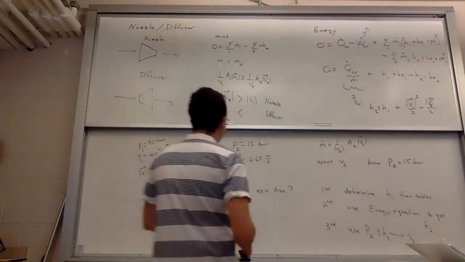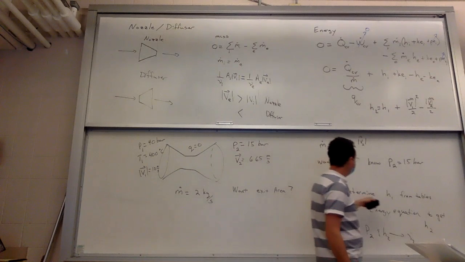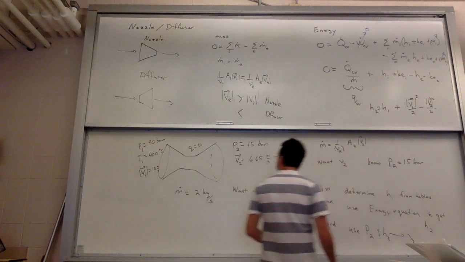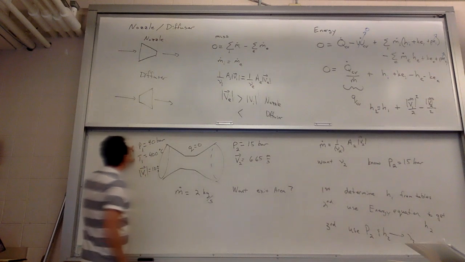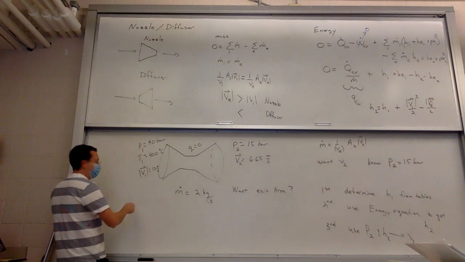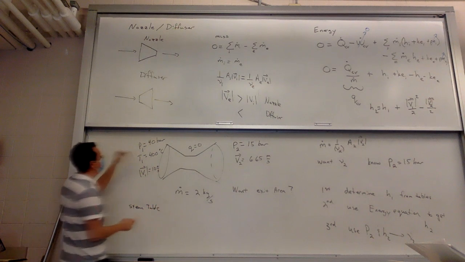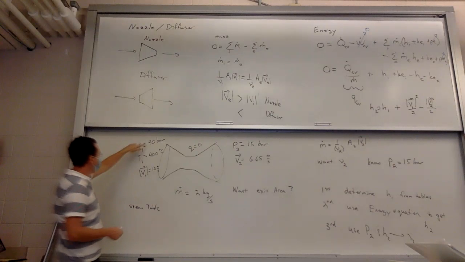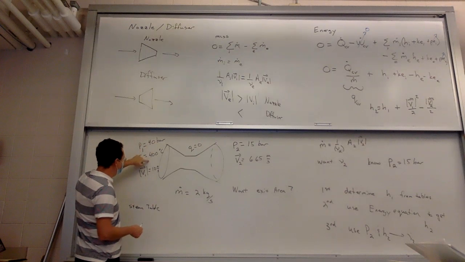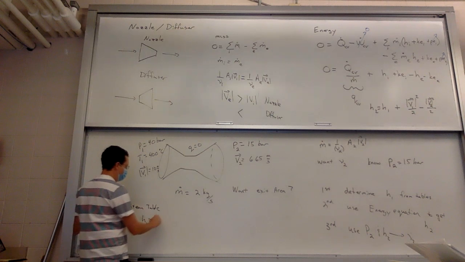All right. So let's go through these steps. First, we're going to determine H1 from the tables. I know P1 and T1. That's just one of the entries, right? So you go to the steam table. And what we find in the steam tables is that at 40 bar and 400 degrees Celsius, what do we get for H1? What do you get? 3,213.6.